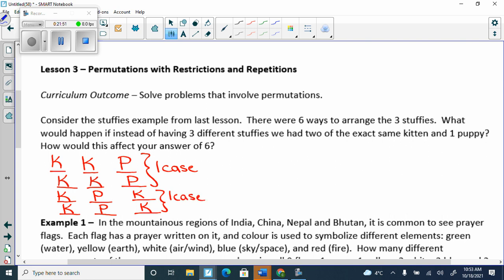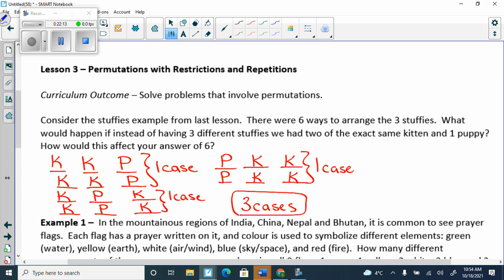And then I could go puppy, kitten, kitten. Or puppy and then flip the kittens. Doesn't look any different, does it? So this would be 1 case. So now instead of having 6 cases, how many would I have? 3 cases.